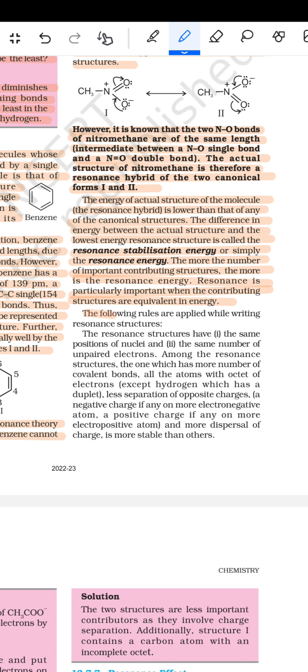The following rules are applied while writing the resonance structures. First, the resonance structures have the same position of the nuclei and the same number of unpaired electrons. The one which has more covalent bonds, with all the atoms having an octet of electrons except hydrogen, which has a duplet, is more stable. Less separation of opposite charge, a negative charge, if any, on the more electronegative atom, a positive charge, if any, on the more electropositive atom, and more dispersal of charge is more stable than the others.